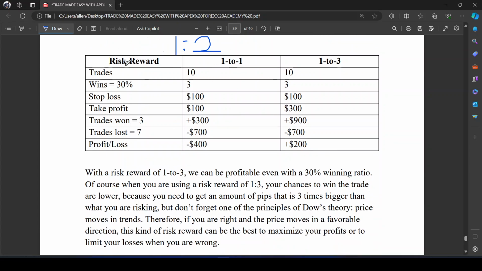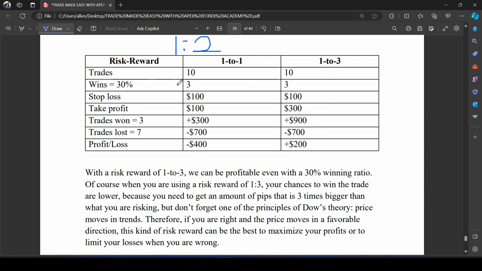Now, I have a little table here. Let's try to go through this table. So if I'm using a risk to reward of 1:1 and on the other side using another of 1:3, let us see how the trades will play out. So I took a total number of 10 trades on both sides of the table, and I won only 30% of the time, which means 3 trades. These 3 trades do not need to come back to back. It can be random.